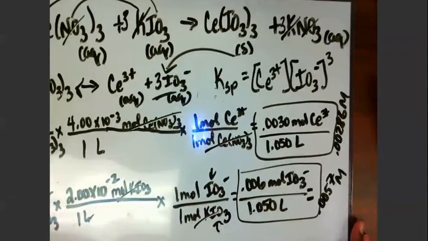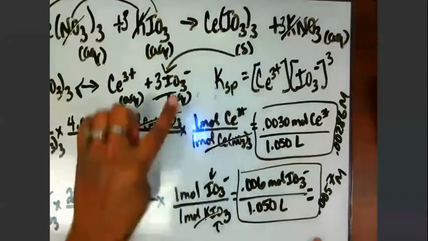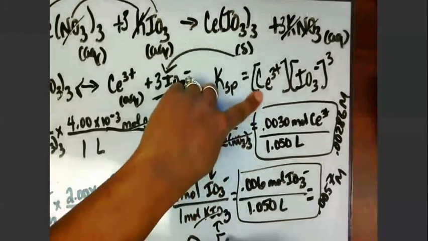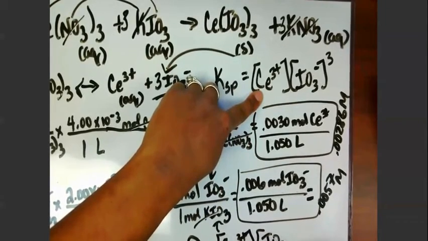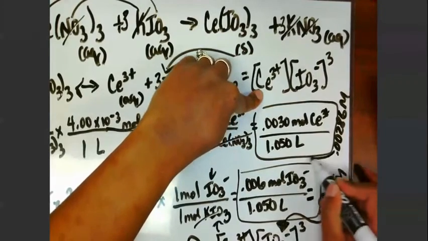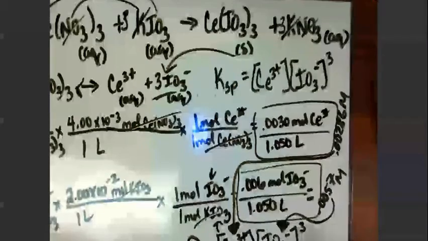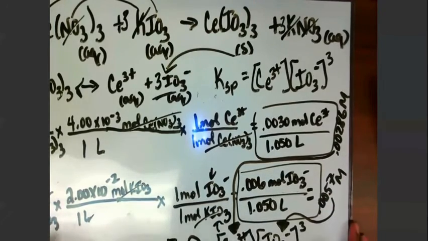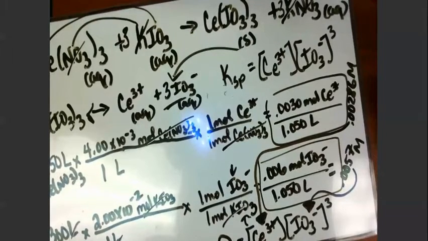Here's the thing, you guys. I'm going to write my expression, but instead of Ksp, I'm going to say Q, because this is the starting point. You're adding these things together, and we don't know if equilibrium has been established. So Q is equal to Ce3+ times IO3- cubed. I'm going to populate the IO3- concentration and the Ce3+ concentration there to solve for what Q is, because I cannot say this is equilibrium. When you solve, you should end up with Q equal to 5.29 times 10 to the negative 10.